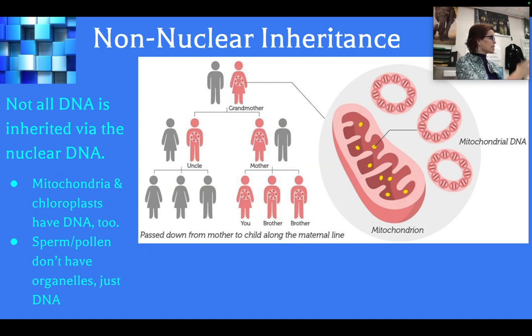Chloroplasts in plants. Exactly. Chloroplasts in plants also carry DNA because of the whole endosymbiotic theory. We believe that they were free living bacteria at one time. Sperm and pollen don't have organelles. They just have DNA. So remember that if an egg is this big, a sperm is about that big. It's just tiny. All it's carrying is the DNA, but the egg has everything else in it.